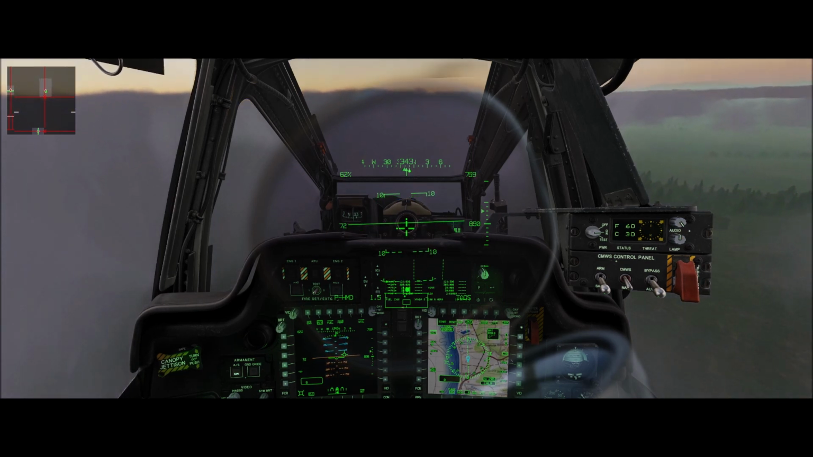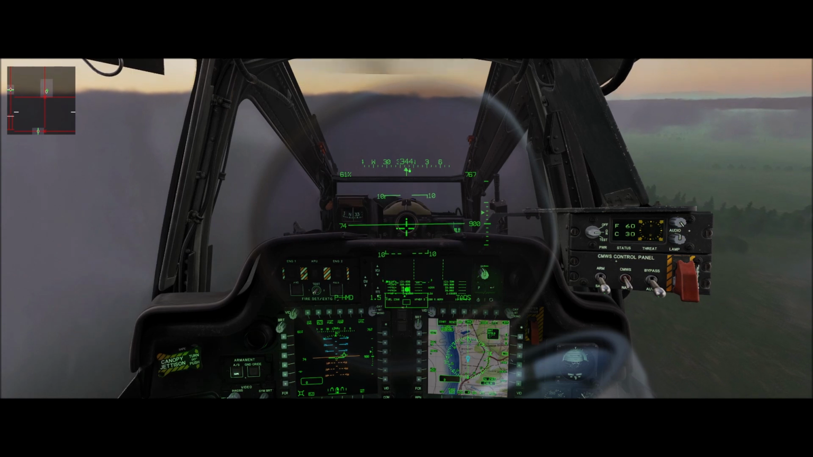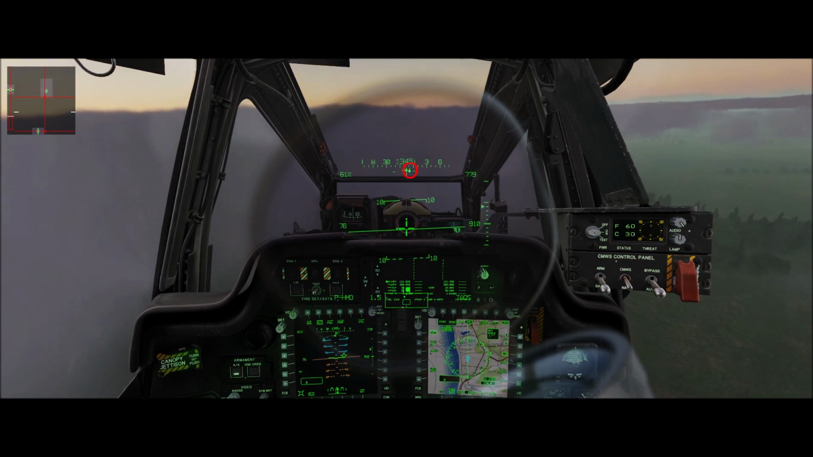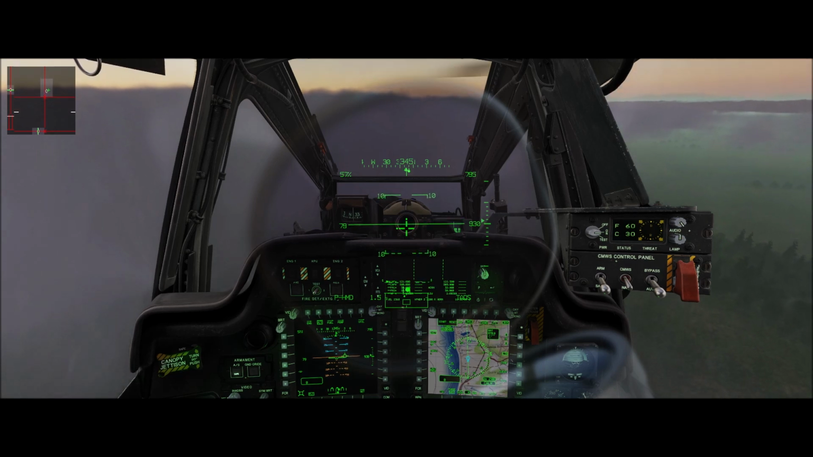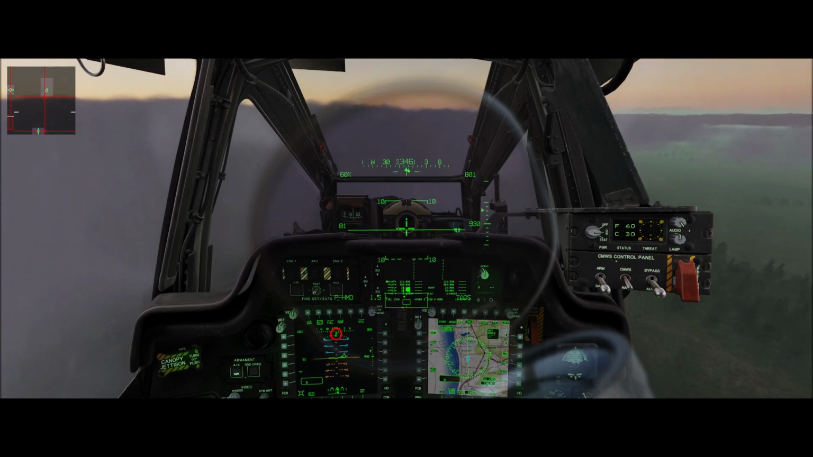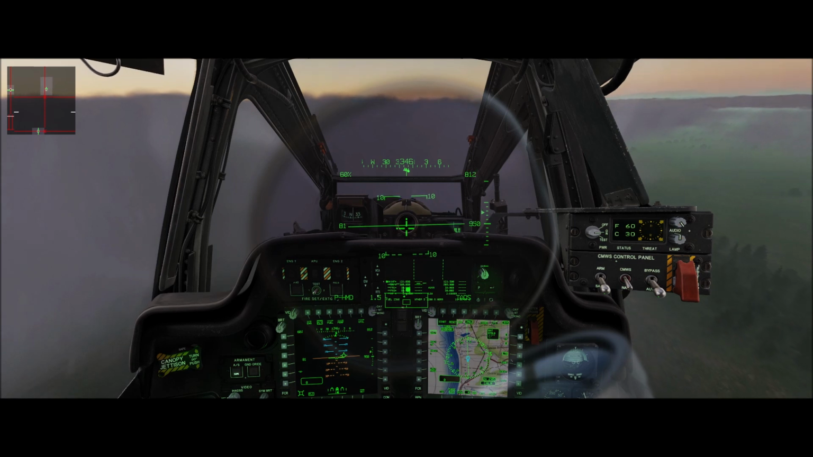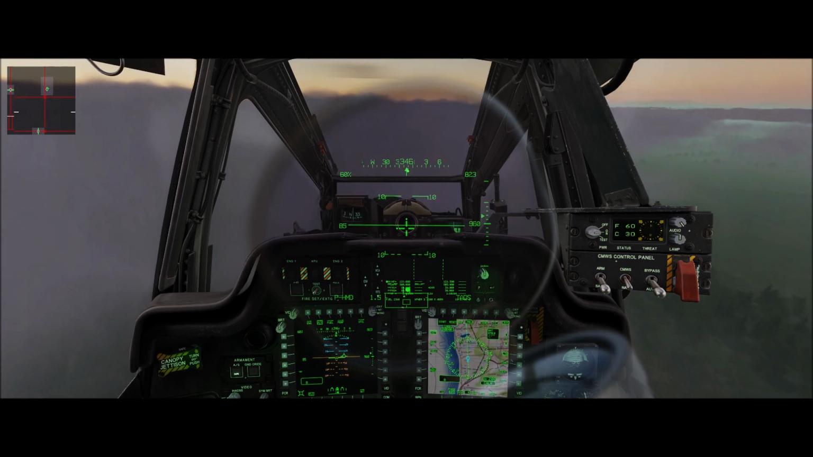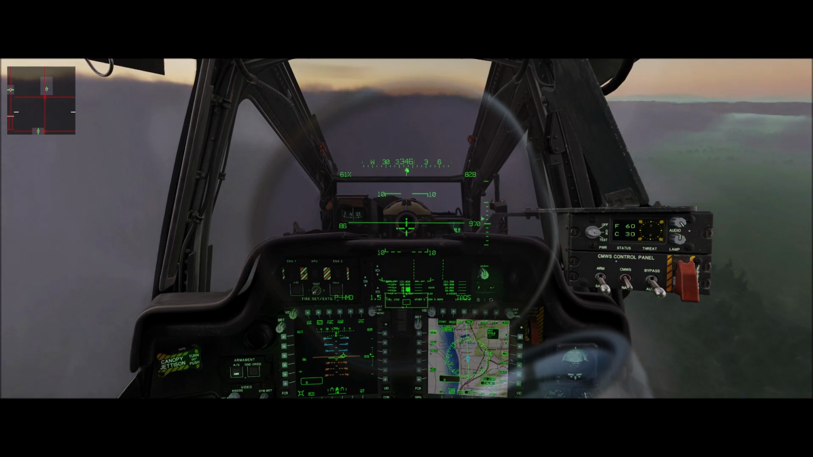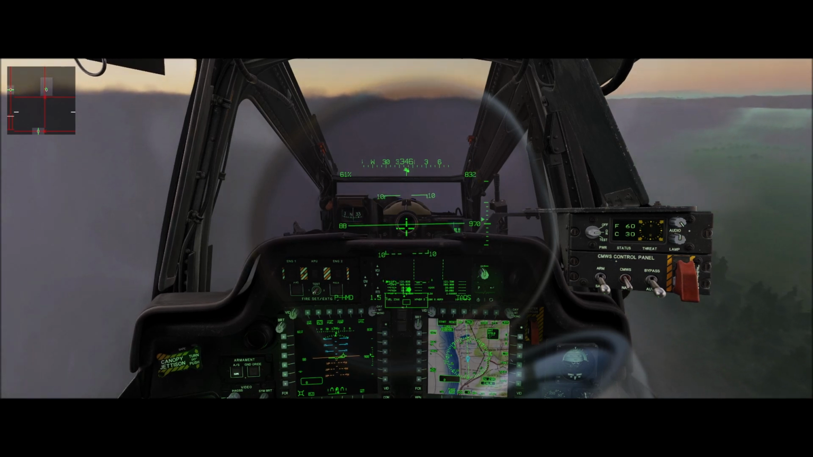So now as we're tracking the ADF, you can see the ADF indicator on the heading tape on the IHADs and also on the standby attitude indicator on the left MPD. It's a hash mark with a little ball in it. As long as we keep that centered, that means we're tracking or homing to the NDB station.